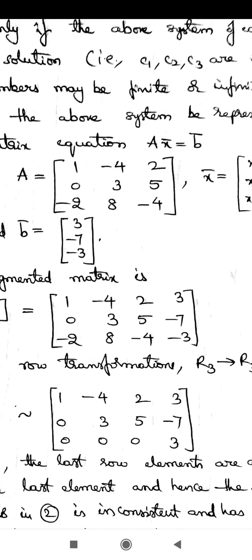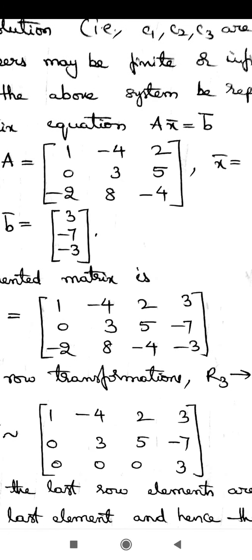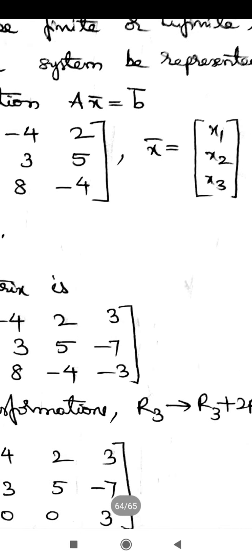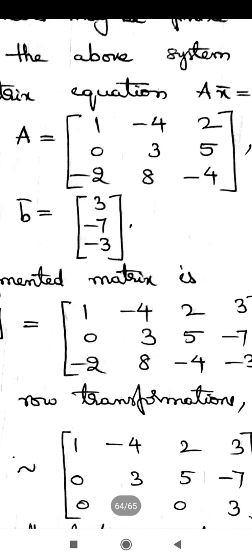In this, capital A is the coefficient matrix, shown here: A is equal to 1, minus 4, 2, 0, 3, 5, minus 2, 8, minus 4, which are the coefficients of v1, v2, v3 in the system in 2. x bar is the variable matrix, a 3 by 1 column vector, x bar equals x1, x2, x3. And b bar takes the values on the right hand side of those equations.